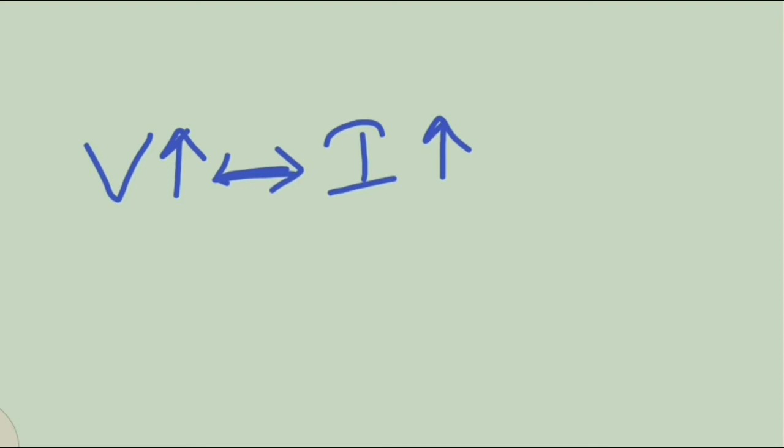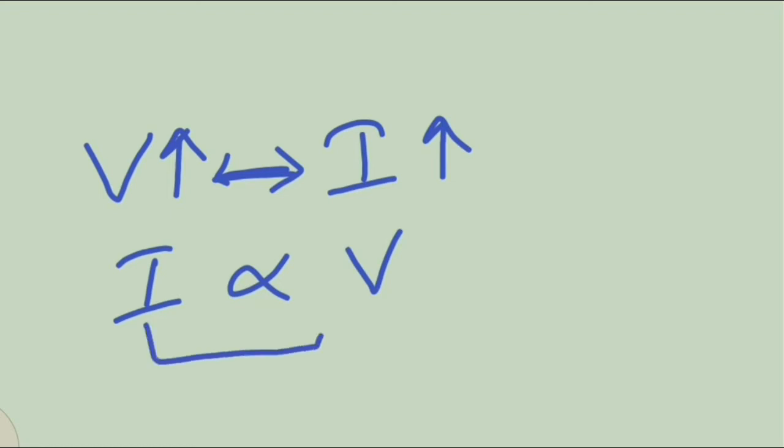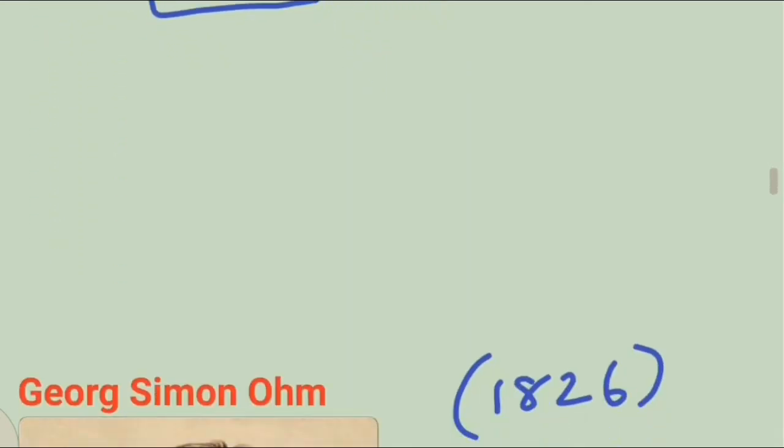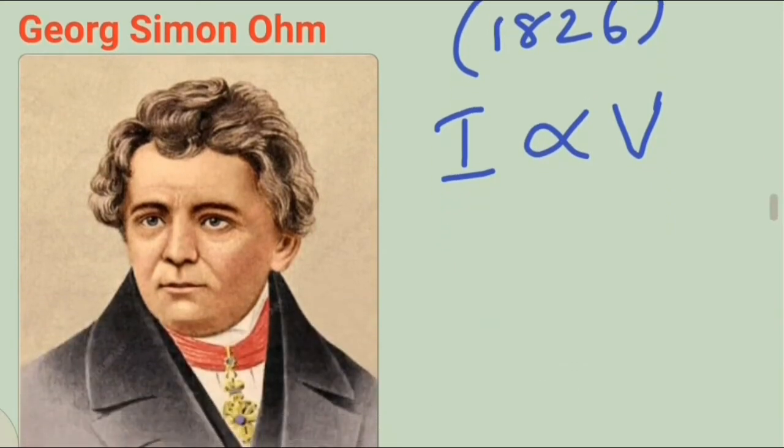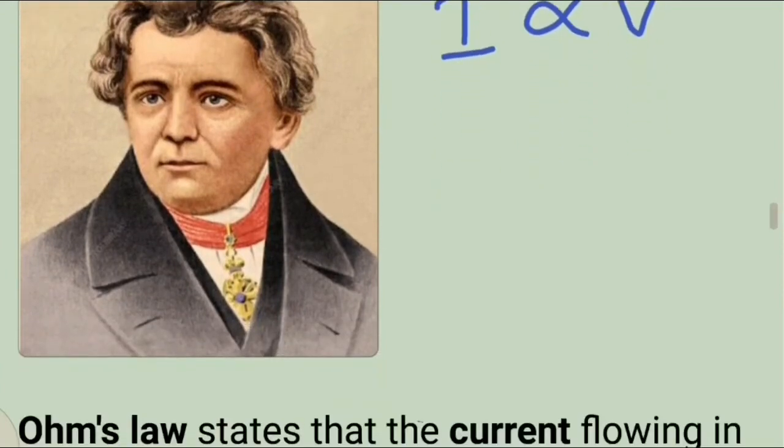From the experiment we found that when we are increasing the potential difference, correspondingly the current will also increase. Or we can write a relationship between this current and potential difference. Current is directly proportional to potential difference, which means that current depends upon the potential difference in a directly proportional relation. That is, when voltage or potential difference is increasing, the current will also consequently increase. This relation was experimentally studied by a scientist called Georg Simon Ohm in the year 1826, and that law is known as Ohm's law.